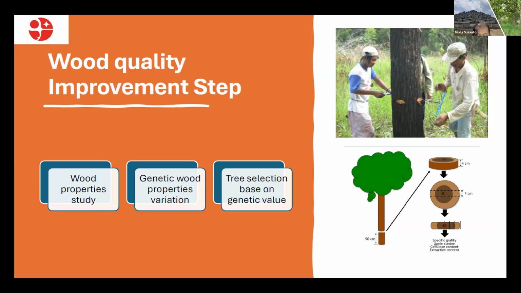Enhancing wood products. By selecting trees with desirable wood properties, breeders can improve the quality of wood products from these trees. This can lead to stronger, more durable, and more aesthetically pleasing wood products, increasing their value and marketability, improving economic returns.